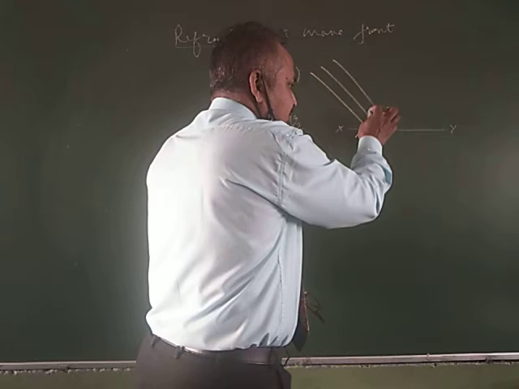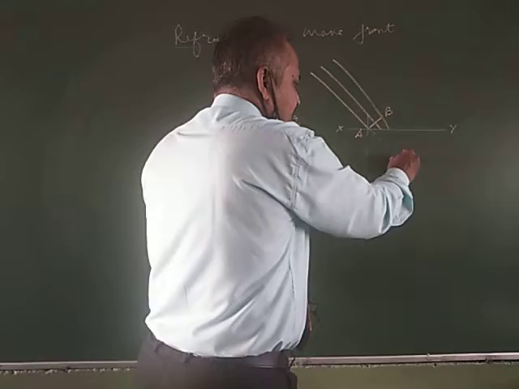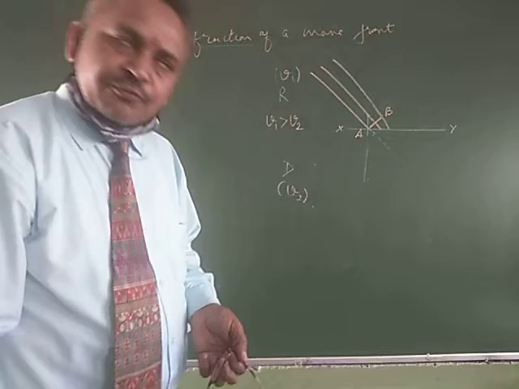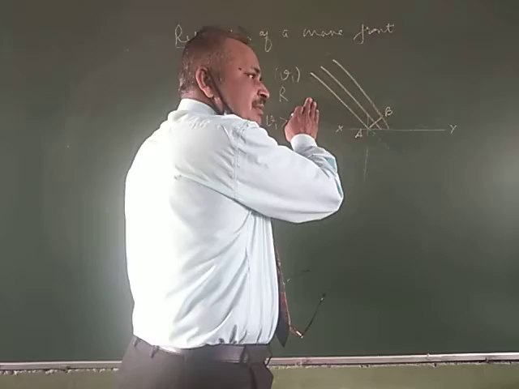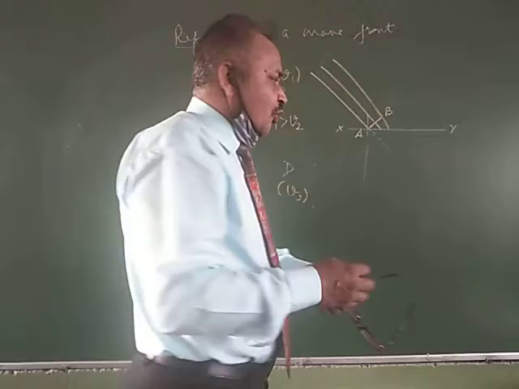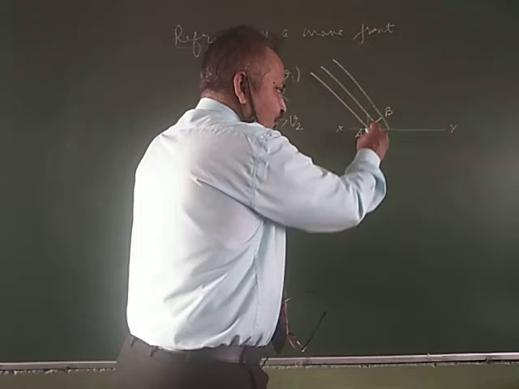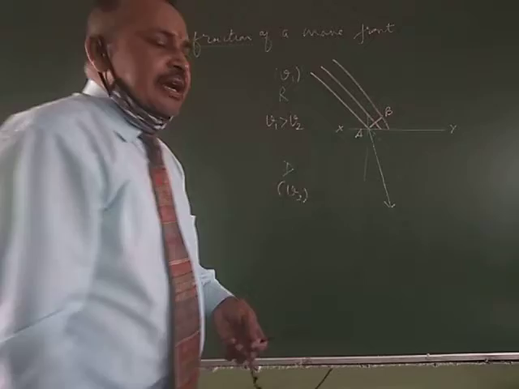And you know, in refraction of light, what happens? Very good. The ray of light will bend. Because it is coming from a rarer medium into a denser medium, it will bend towards the normal, and this ray, instead of going straight in this format, will follow the path like this. It will bend towards the normal.